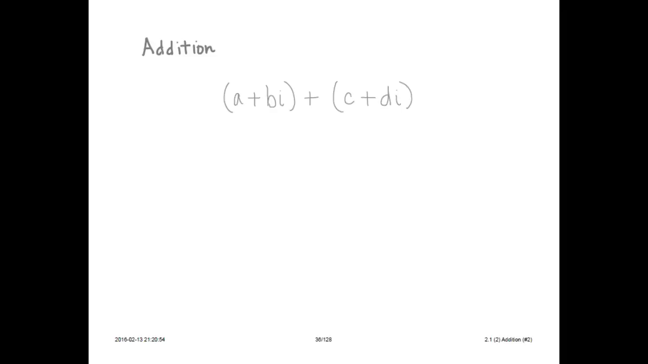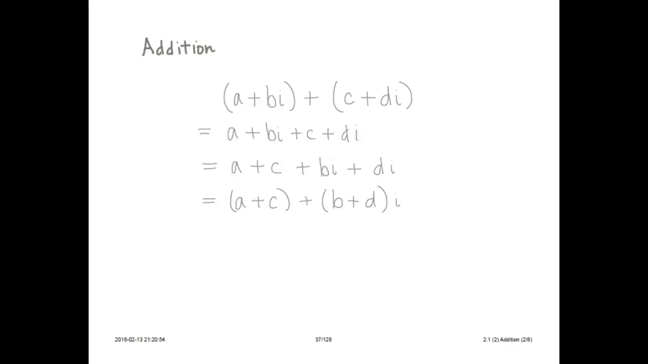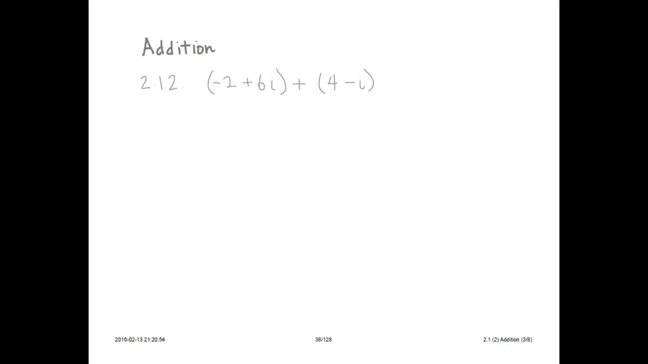Okay, onward with addition of complex numbers. Here you see two complex numbers. I've put them in parens to make it distinct that we have two complex numbers. And what we're going to do is break open those associations, rearrange into like terms, and collect and factor, and off we go. So here's an actual example.